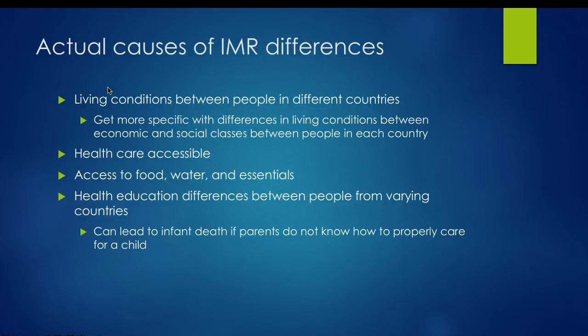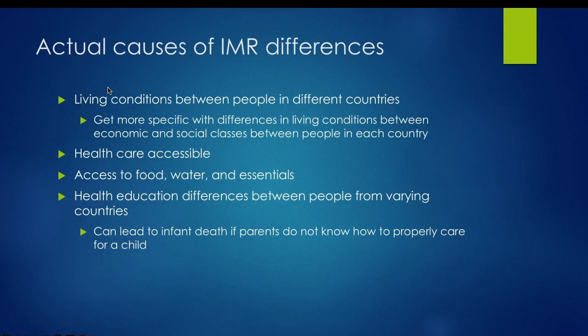From some extensive research, I was able to determine the top factors leading to the infant mortality rate differences. First off, the living conditions between people in different countries can lead to varying susceptibility to health-related infections and diseases. A clean environment will be less likely to catch a flu or infection. You can also get more specific with differences in living conditions between economic and social classes between people in each country. Also, healthcare accessibility can be a leading cause of infant mortality since not everyone can have access to a hospital when giving birth or when a baby comes down with a fever or illness.